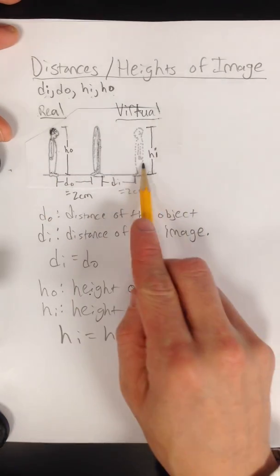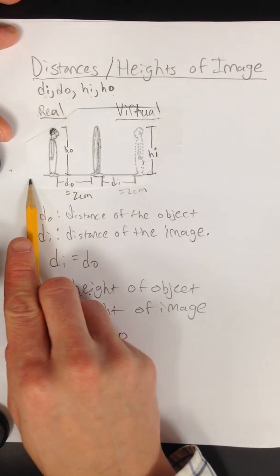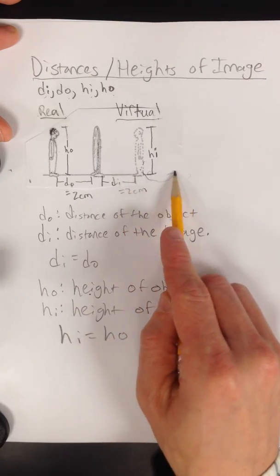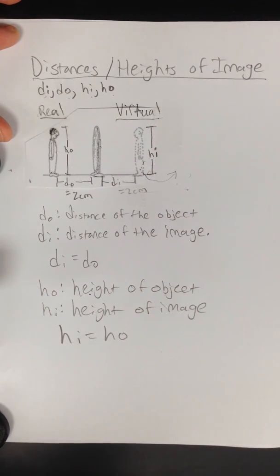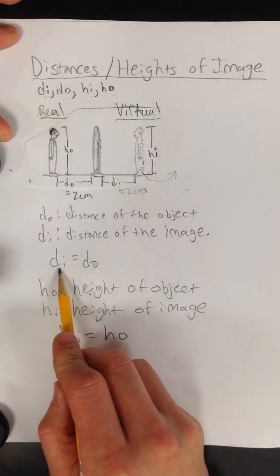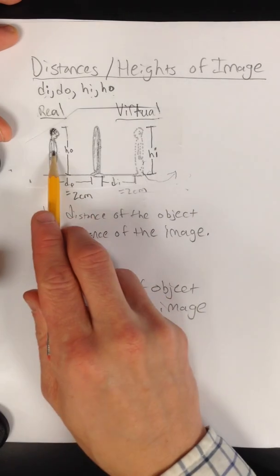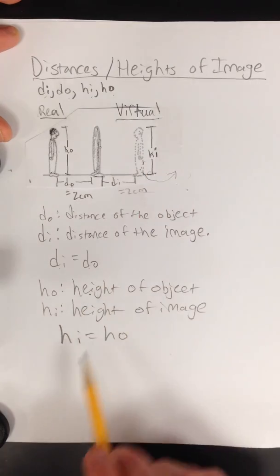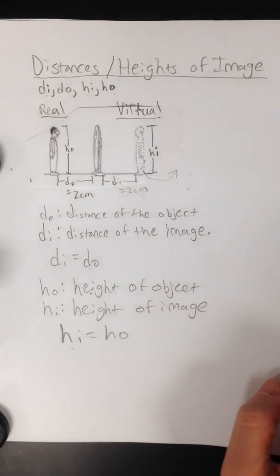How would the distance of his image change? Well, if he stepped back to 3 centimeters from the mirror, his distance would also seem to step back to 3 centimeters behind the mirror, because the image distance always equals the object distance. If he crouched down and got shorter, so would his image seem to be shorter, because the image's height always equals the object's height.